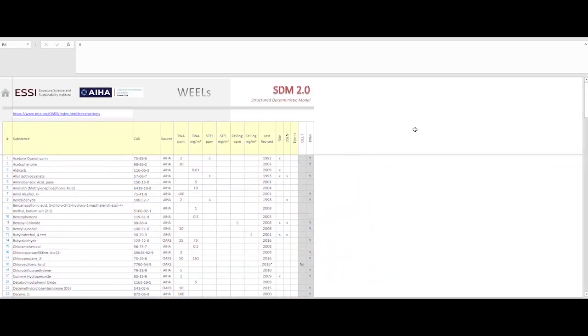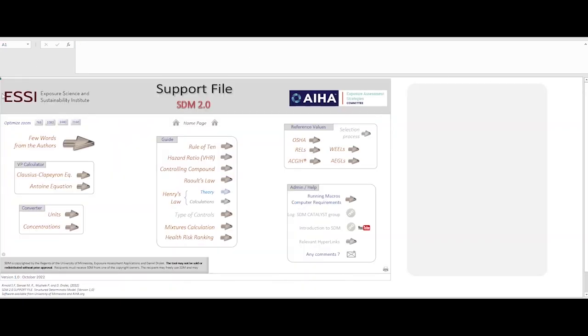On the WEELs page, in addition to the value and type of WEEL for a given chemical, likely routes of exposure are indicated.